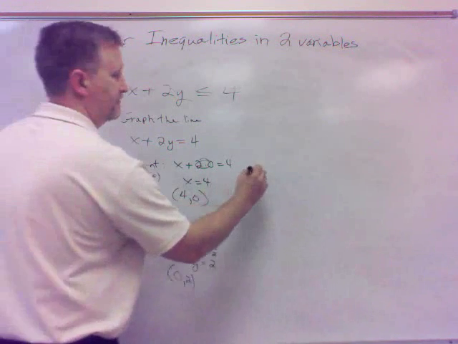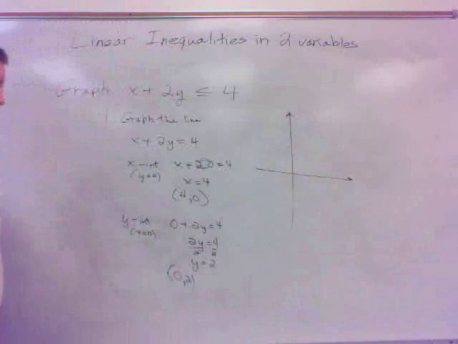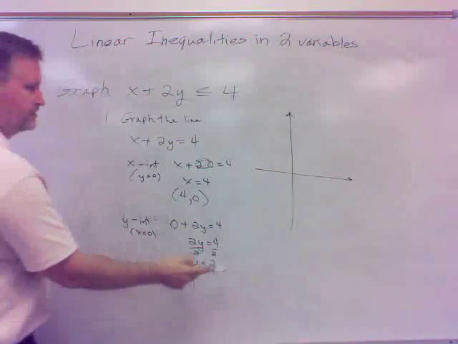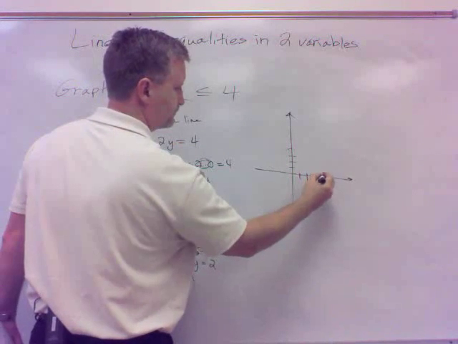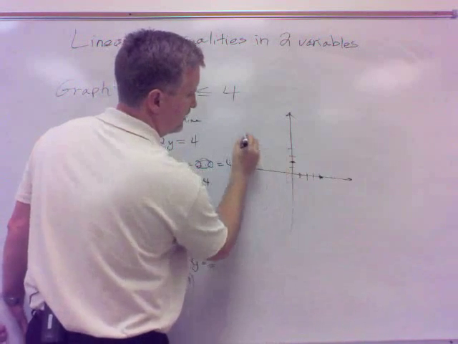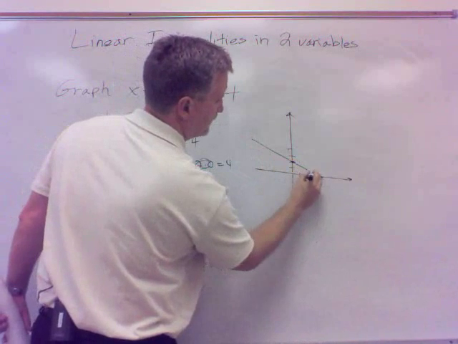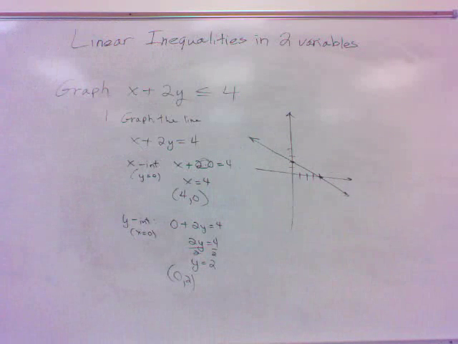So that gives me enough information to graph my line. (4, 0), (0, 2). What did I say? (4, 0) right there. (0, 2) is right there. There's my line. Okay? All right. But yeah, that just takes care of the line part.